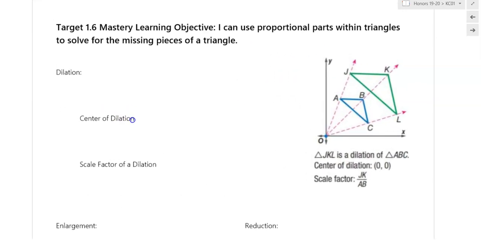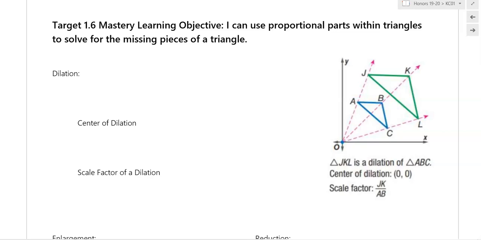All right, we are looking at target 1.6. Our mastery learning objective is I can use proportional parts within triangles to solve for the missing pieces of a triangle.